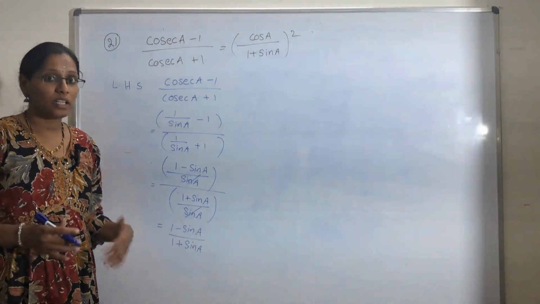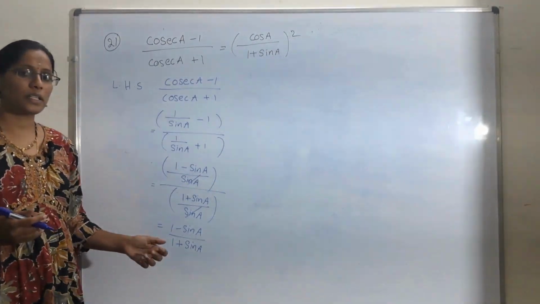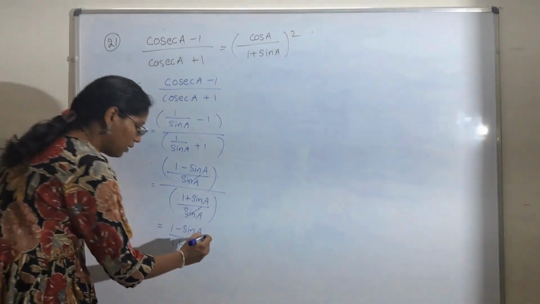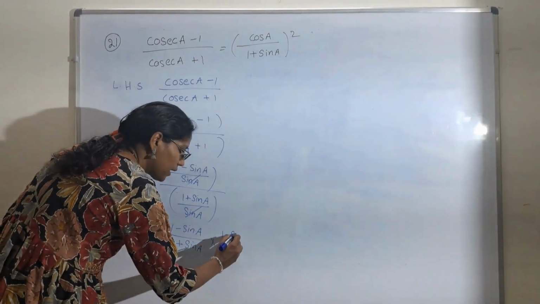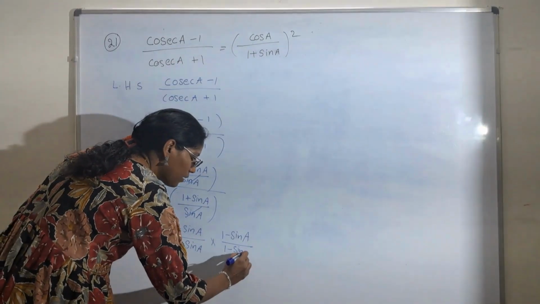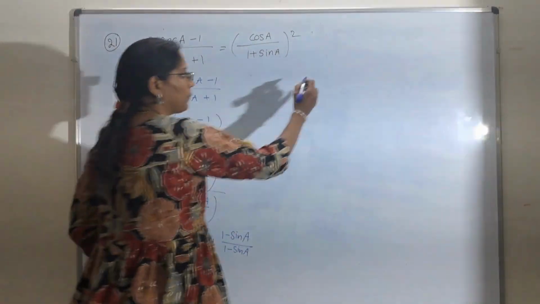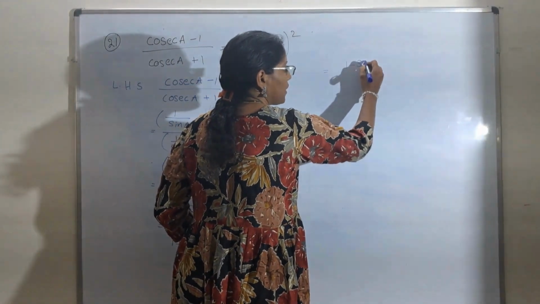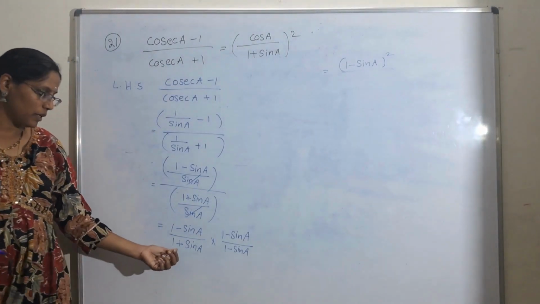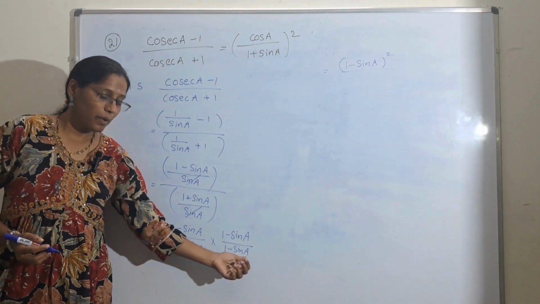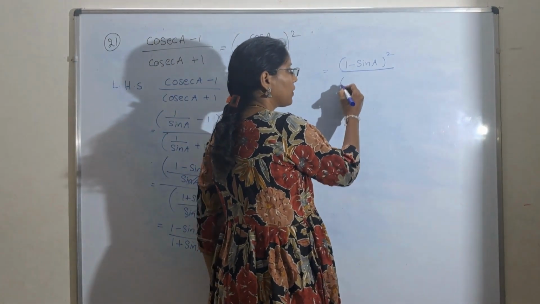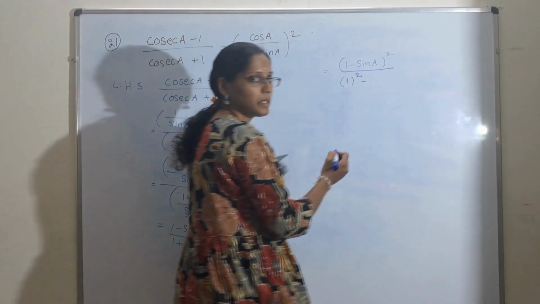Here denominator rationalizing we have to do. Denominator rationalizing means here plus means we have to multiply and divide with minus. 1 minus sin A by 1 minus sin A. Numerator you should multiply, 1 minus sin A whole square, by here denominator A plus B into A minus B formula we can use here. What is the A plus B into A minus B? A square minus B square formula.